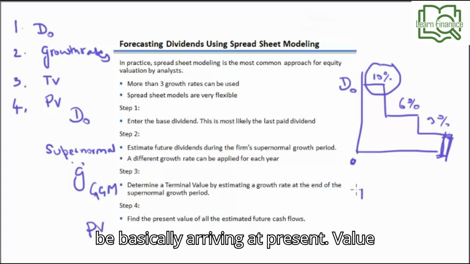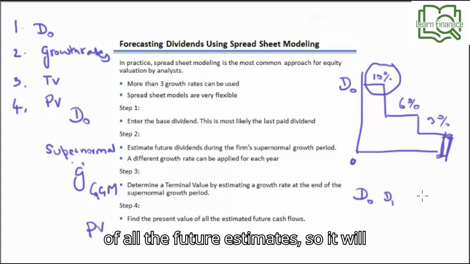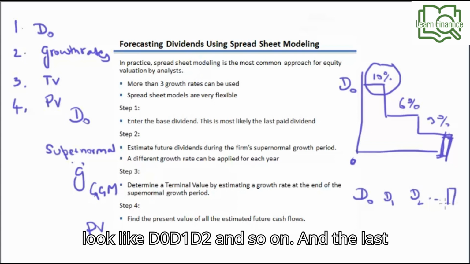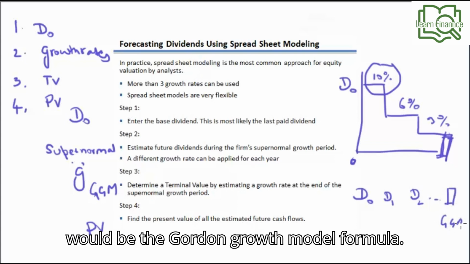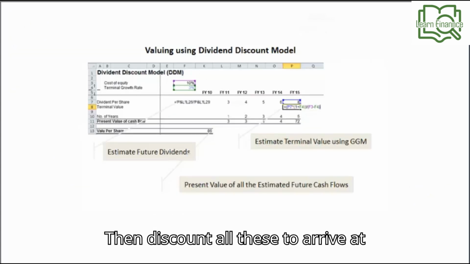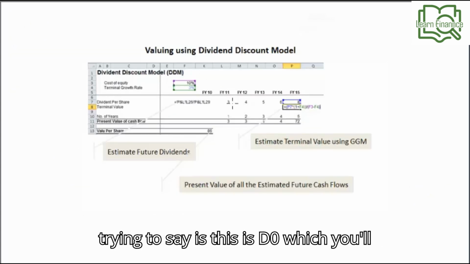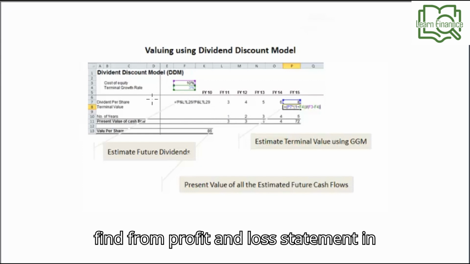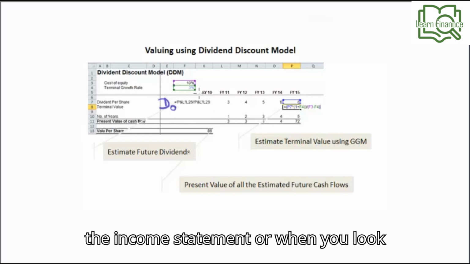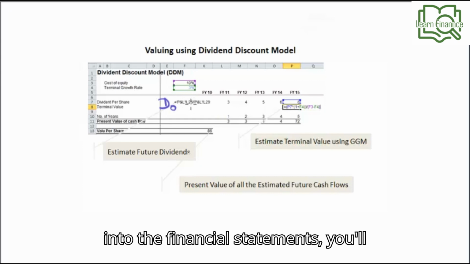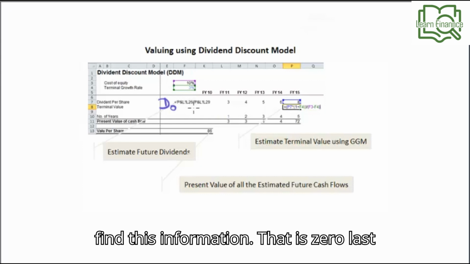The last step would be basically arriving at the present value of all the future estimates, so it will look like D0, D1, D2, and so on. And the last would be the Gordon growth model formula, then discount all these to arrive at present value. Well, overall what we are trying to say is this is D0, which you'll find from the profit and loss statement in the income statement, or when you look into the financial statements, you'll find this information, that is D0, the last dividend paid.